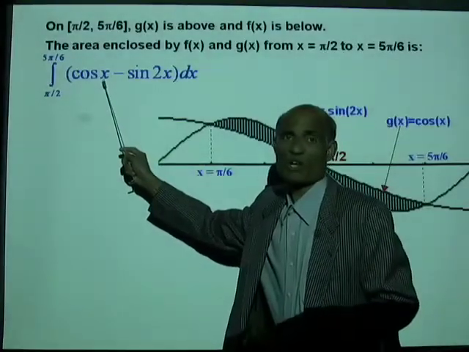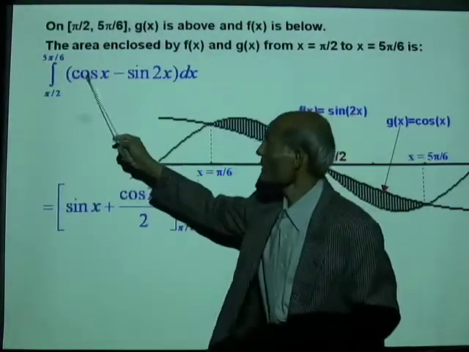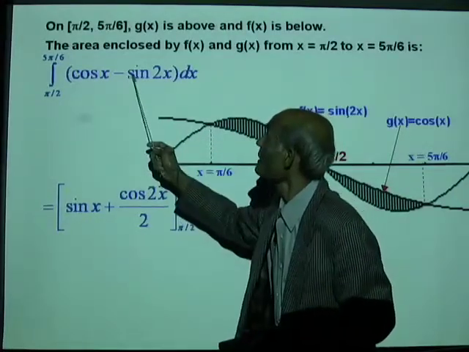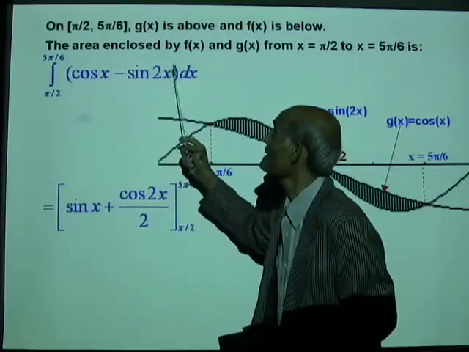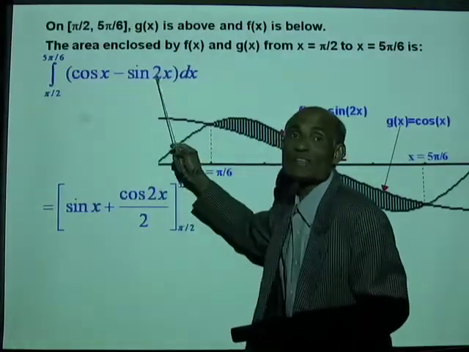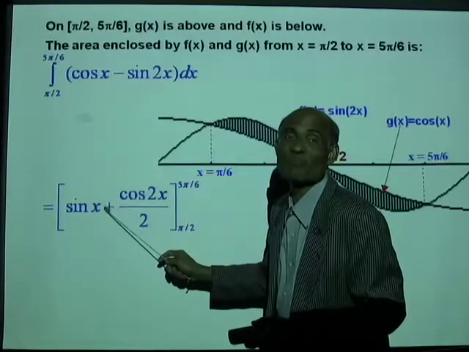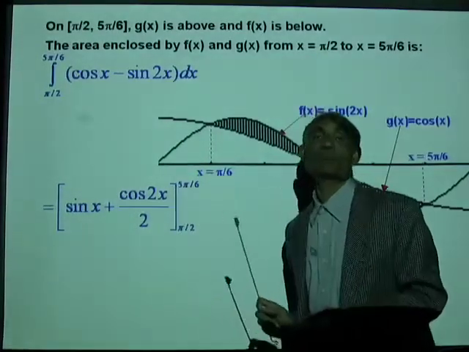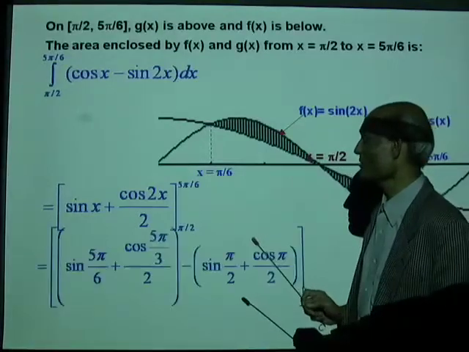This doesn't really take a lot of effort now. The integral of cos x dx is sine x, and the integral of sine 2x dx is negative cos 2x over 2. That negative with this negative becomes positive. And the lower limit is pi by 2, the upper limit is 5 pi by 6.